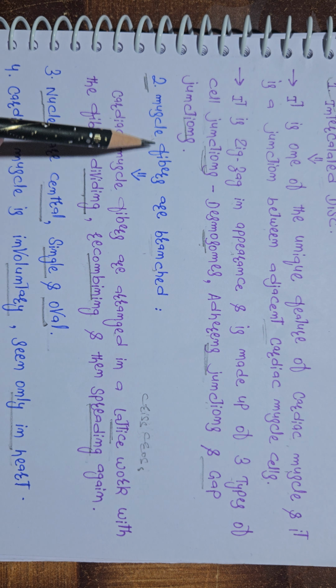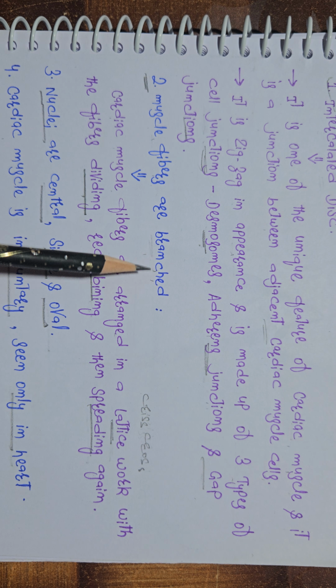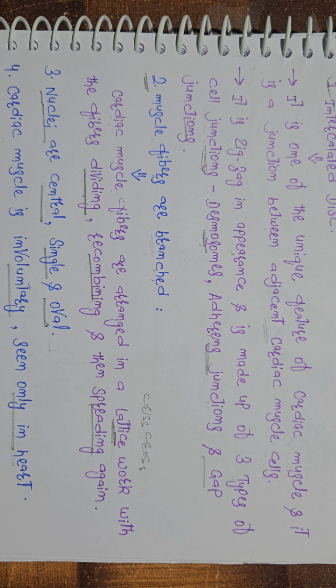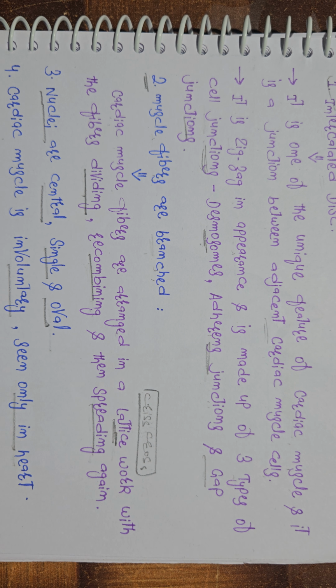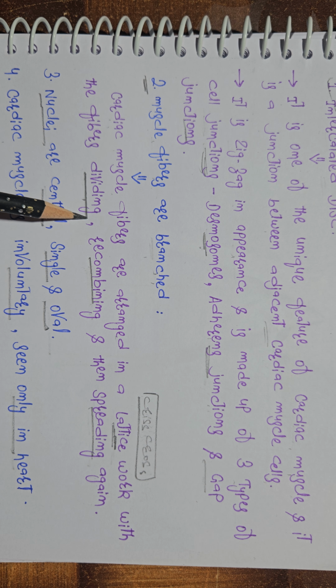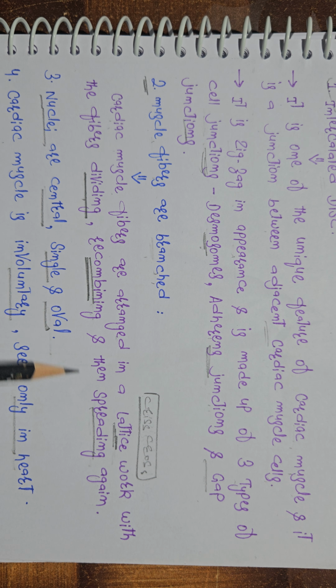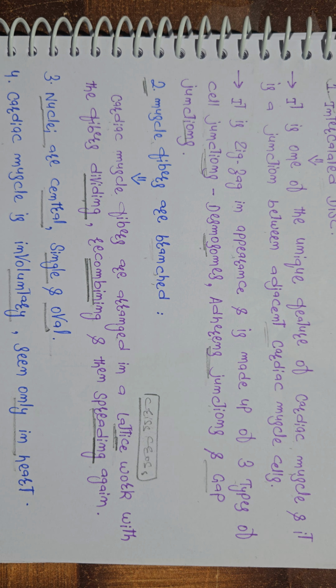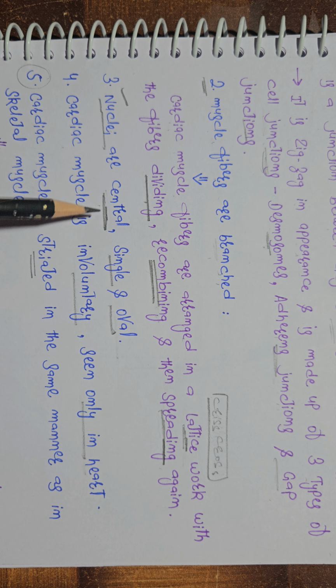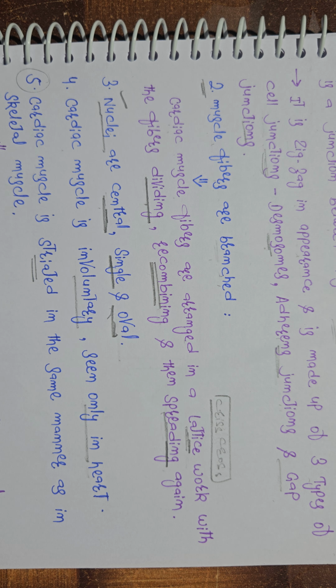Now the theory part of these points. Cardiac muscle fibers are branched, as we saw in the histological diagram. Guyton says cardiac muscle fibers are arranged in a latticework. Latticework means a crisscross pattern with fibers dividing. As we saw in the diagram, the fibers divide, they recombine as well, and they spread again. Third anatomical feature, nuclei are central. We saw the centrally placed nuclei. They are single and they are oval.